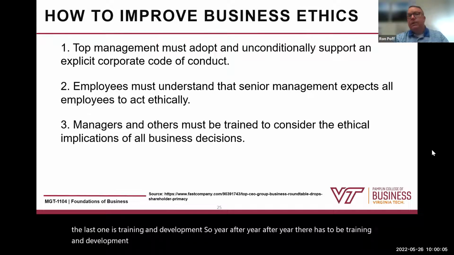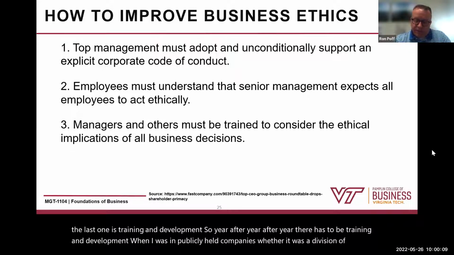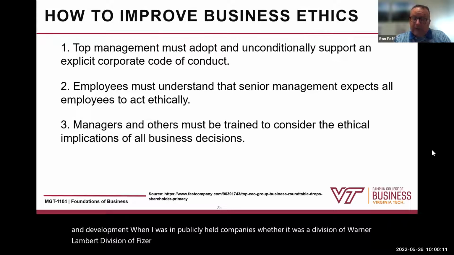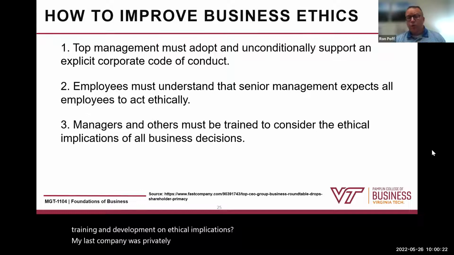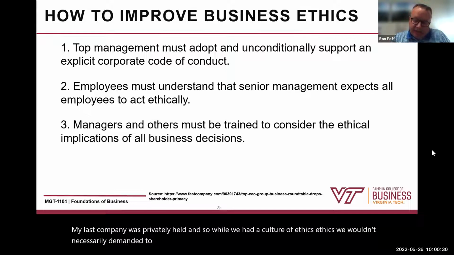When I was in publicly held companies, whether it was a division of Warner Lambert, division of Pfizer, Rubbermaid, we did have this on an annual basis, mandatory training and development on ethical implications. My last company was privately held. And so while we had a culture of ethics, we weren't necessarily demanded to take training every year.